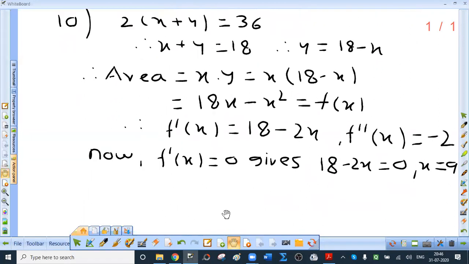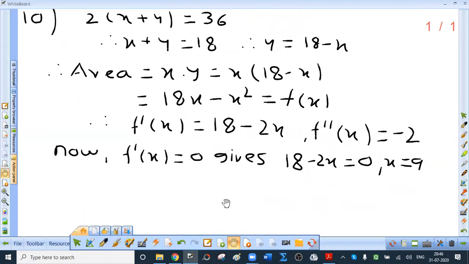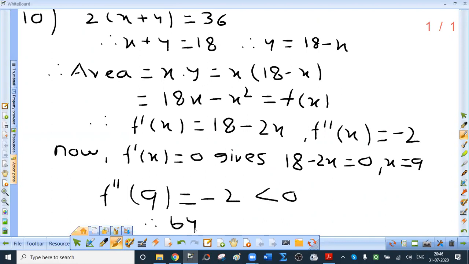f dash of x equal to 0 gives what? It gives me x equal to 9. Now at that point, what is second derivative? Second derivative is minus 2 at all the points. So it is minus 2 at x equal to 9 also. Okay. So I have to say by second derivative test, function has maximum at which point? At x equal to 9.